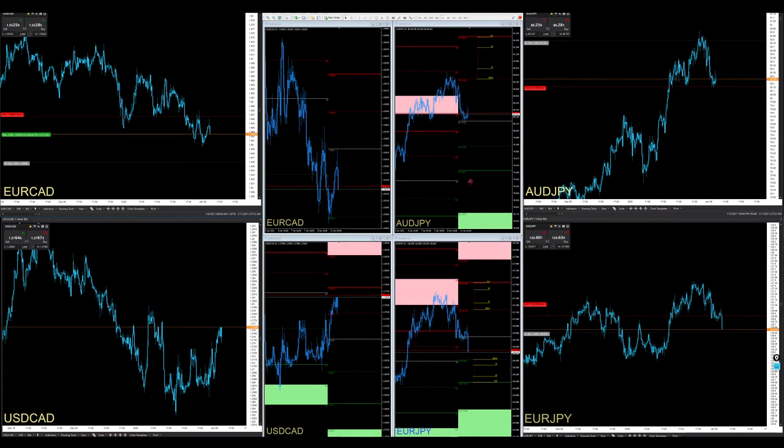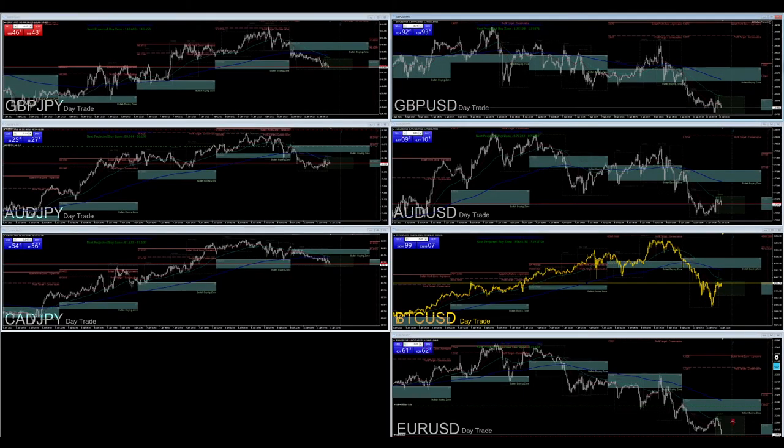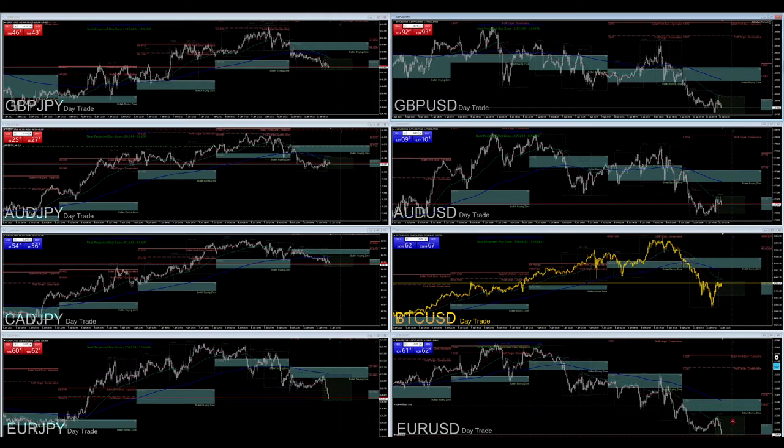Okay, so the Australian yen is still holding out at central pivot. Let's go ahead and move on over. And looks like the Euro USD is about to stop us out on our swing trade. We'll keep you updated.